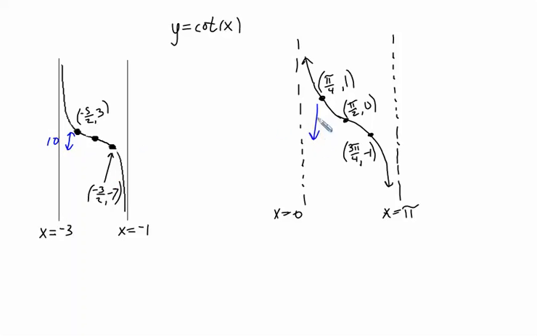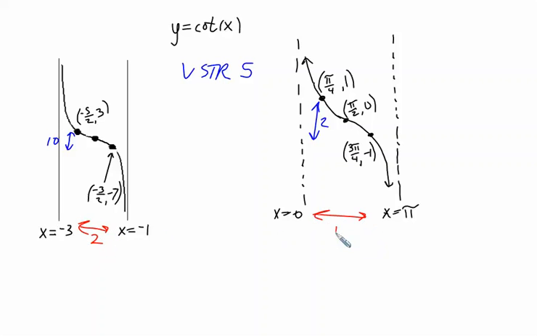In the original graph, from +1 to -1 is a change of 2. So right off the bat, we know we have a vertical stretch of 5 in play because 2 times 5 gives us the 10. From a horizontal standpoint, in our new graph, it's a horizontal change of 2.